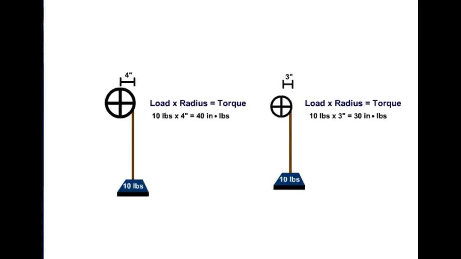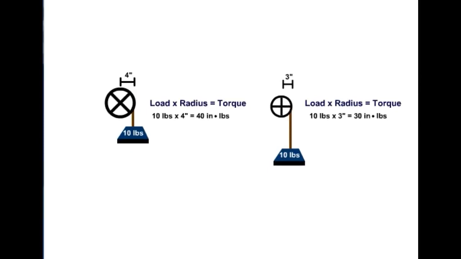Torque is equal to load times radius. Large displacement motors usually have a greater radius for the hydraulic fluid to push against. Therefore, they create more torque at a specific pressure.